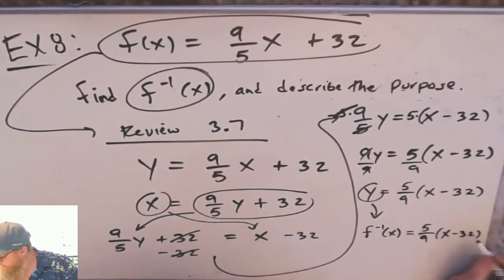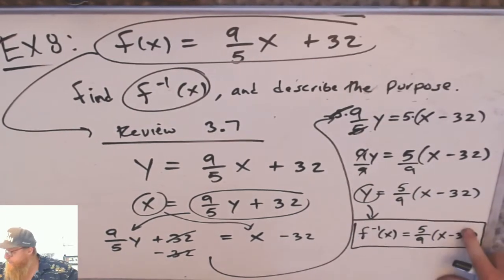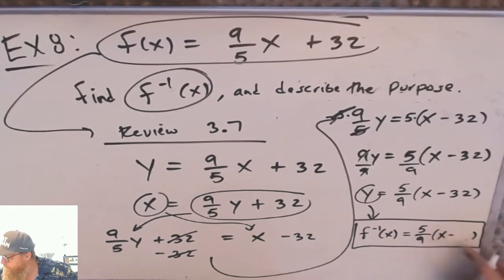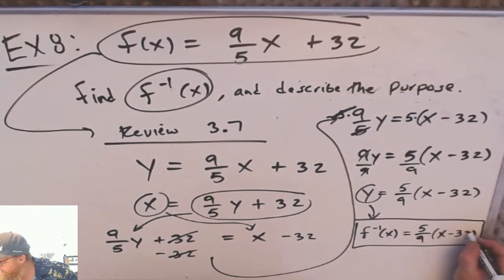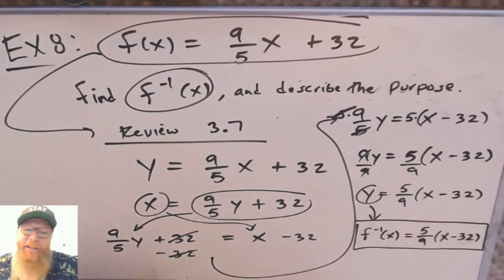The reason why we typically leave this one in parentheses is because it's not divisible. 32 is not divisible by 9. And so if you distribute the 5/9, it's not wrong. I would still mark it right. It's just not going to be very simple. It's going to look a little bit more complicated, so it's better to leave it that way.